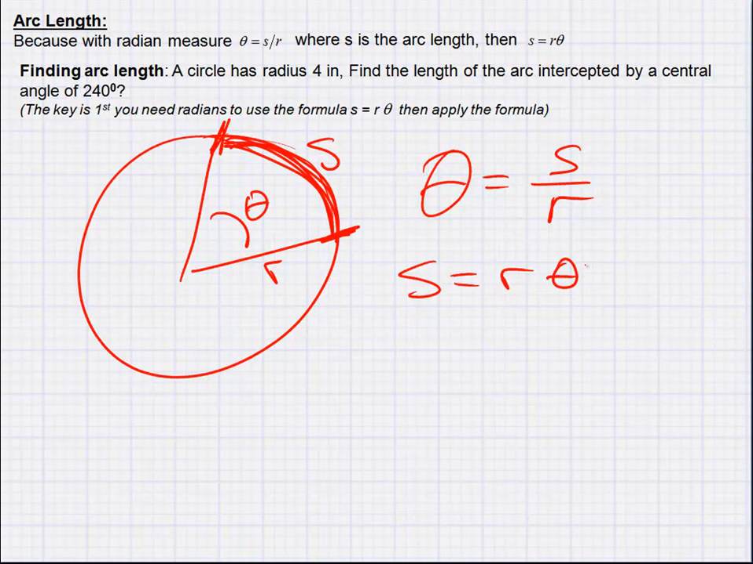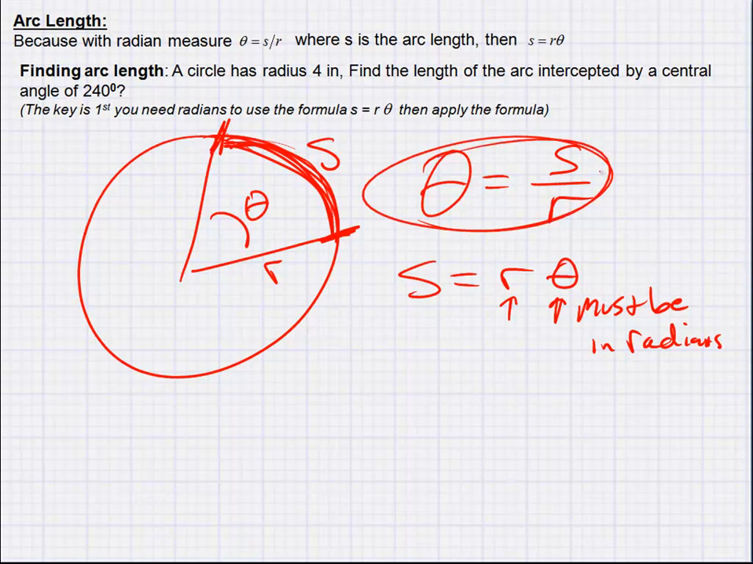Now the problem is, you need two things: r, which is the radius of the circle, and theta. But theta must be in radians, because this came from the radian formula. So the angle has to be in radians. If it's in degrees, you have to convert to radians first. Other than that, this is just the formula you need.